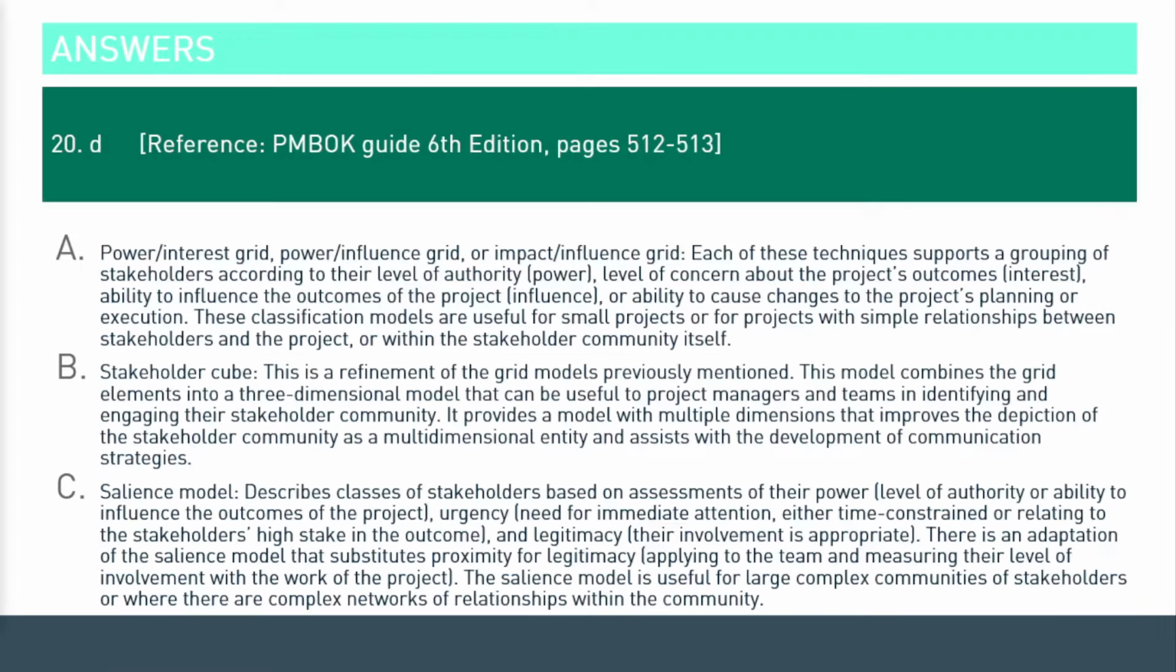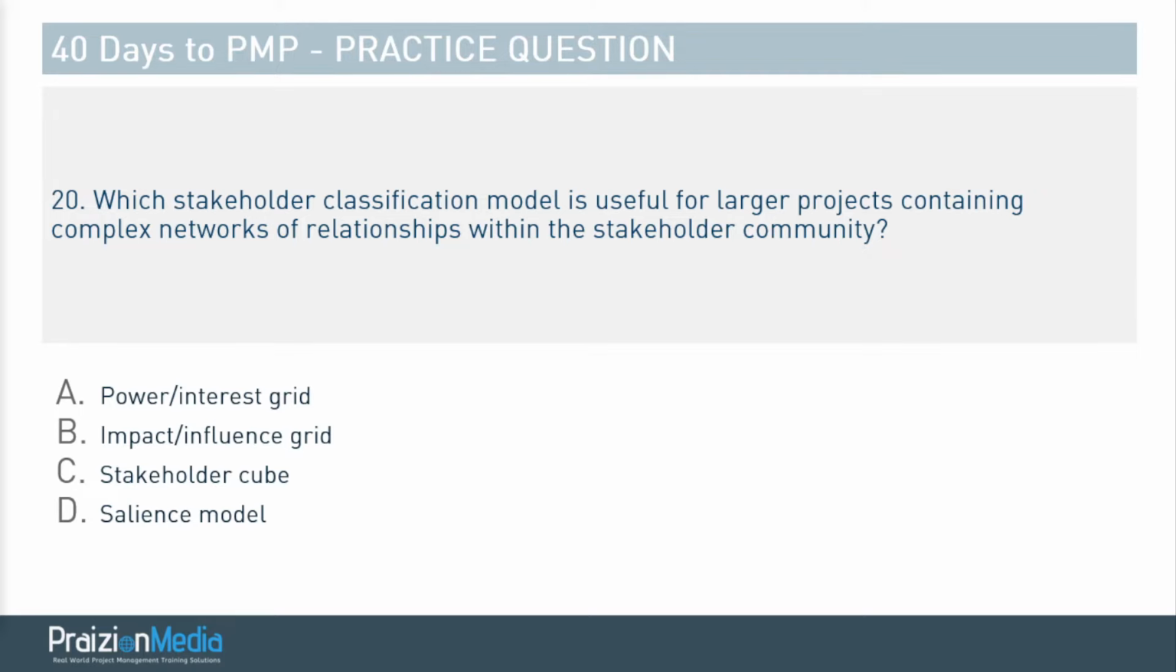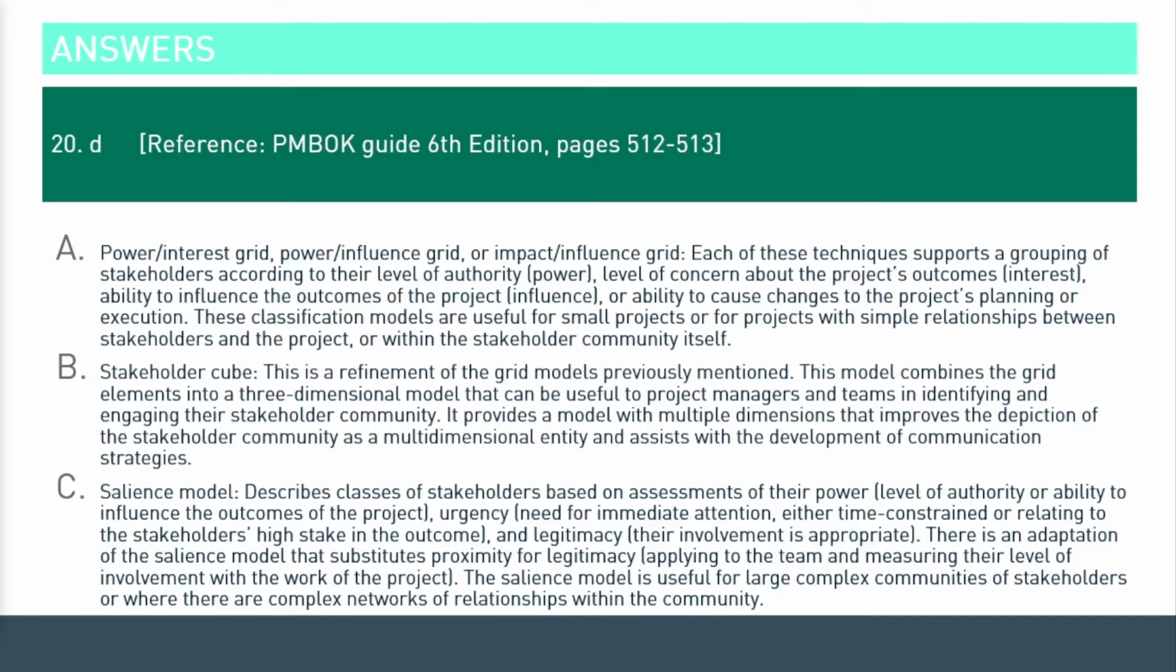The best answer, my friends, is the salience model. The salience model describes classes of stakeholders based on assessments of their power level, level of authority, or ability to influence stakeholders. Now, I do want to point out, if you chose D, you are correct. In my listings of rationale, it does look like C, but it is D. All right, so the answer is salience model. You use the salience model when you have large, complex communities of stakeholders or where there are complex networks of relationships within the community, all right? And you can find this on page 512 to 513 in your PMBOK Guide 6th edition.